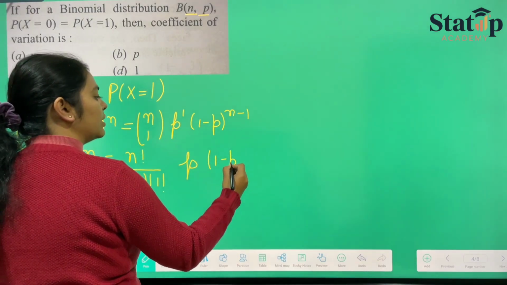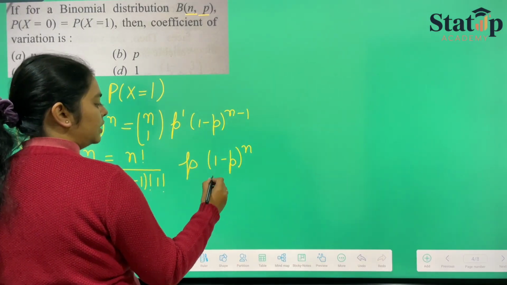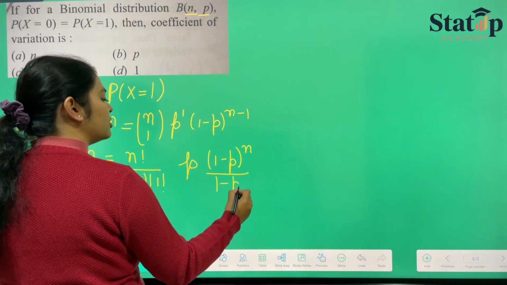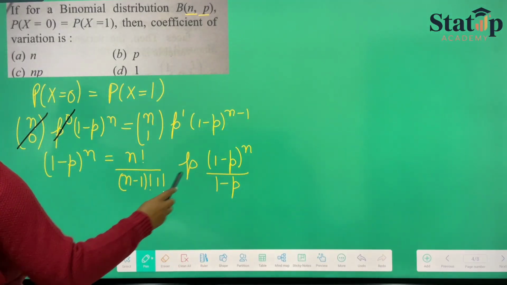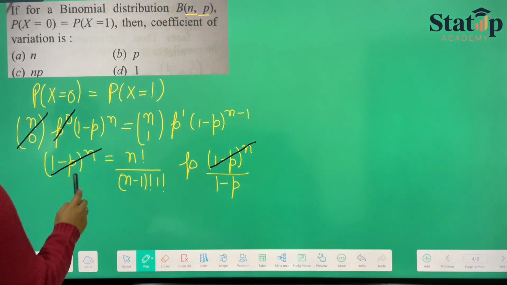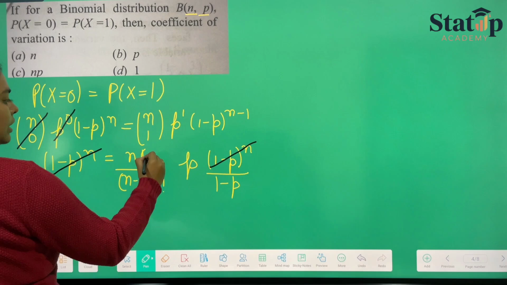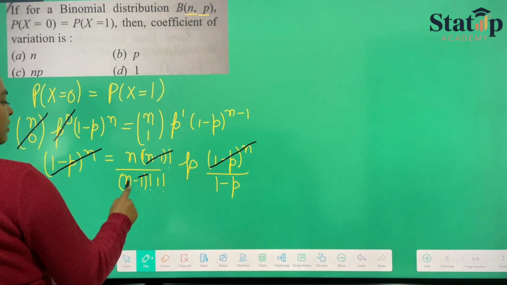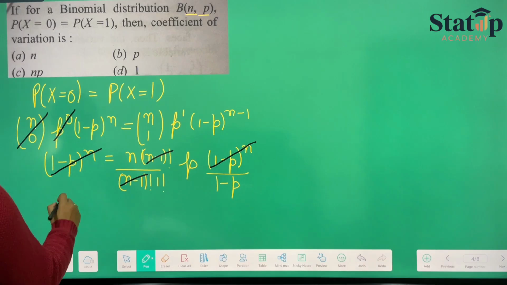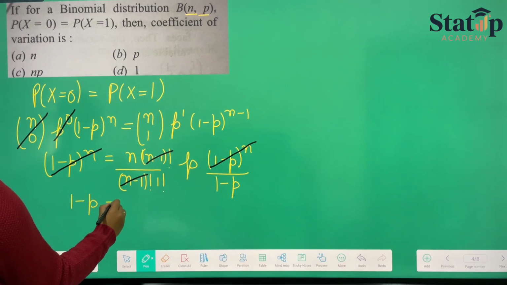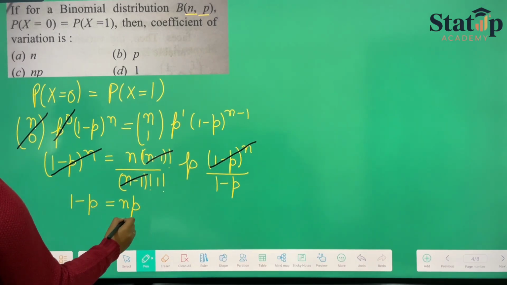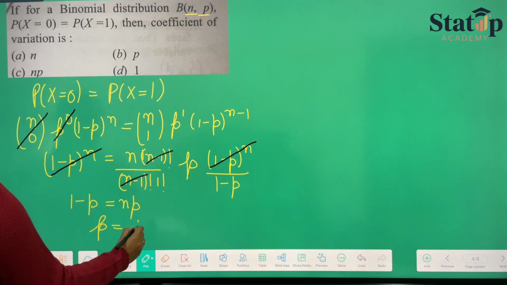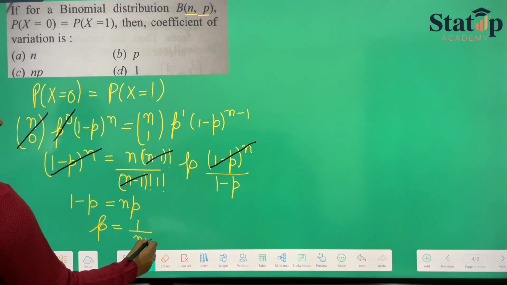1 minus p raised to the power n minus 1 can be written as 1 minus p raised to the power n upon 1 minus p. So these two will also get cancelled. And here n factorial can be written as n into n minus 1 factorial. So n minus 1 factorial will also get cancelled. And we have 1 minus p is equals to np. And from here, the value of p will be 1 upon n plus 1.